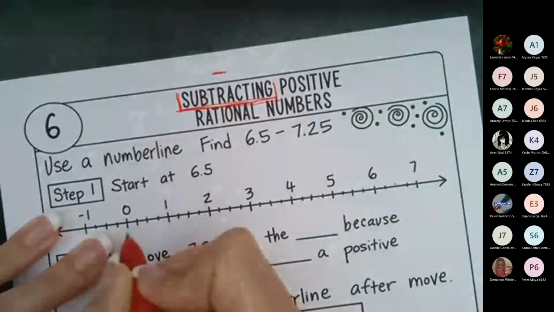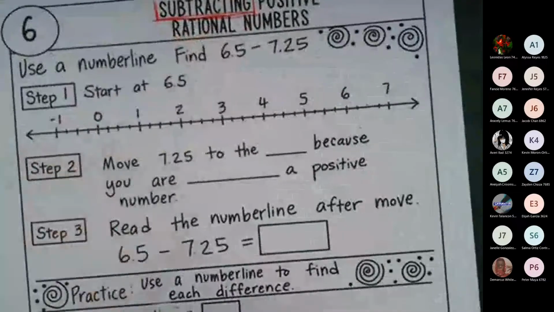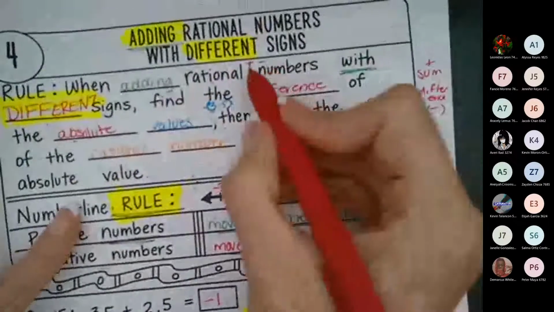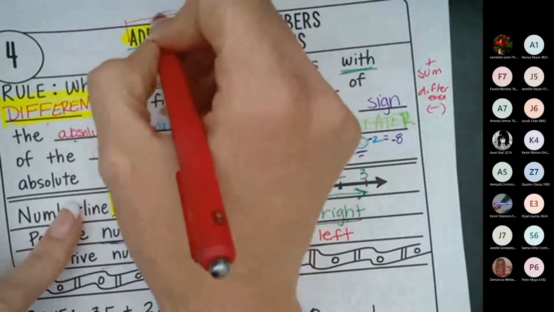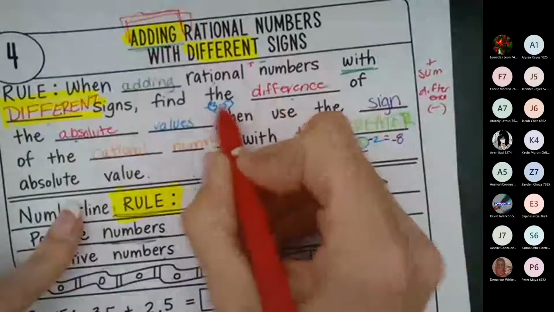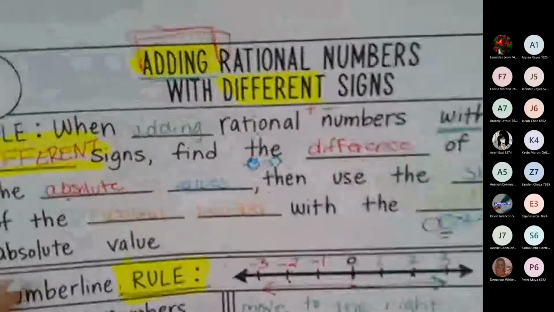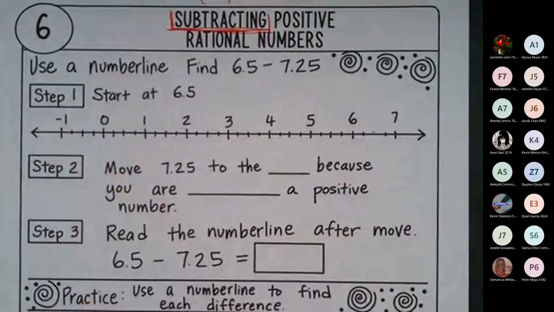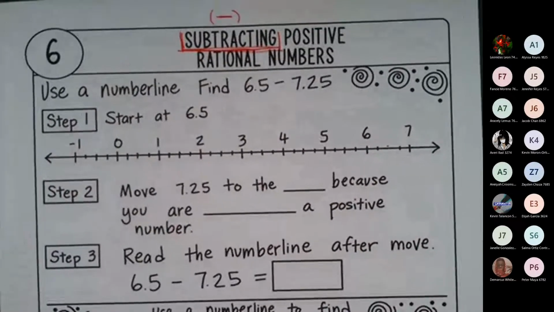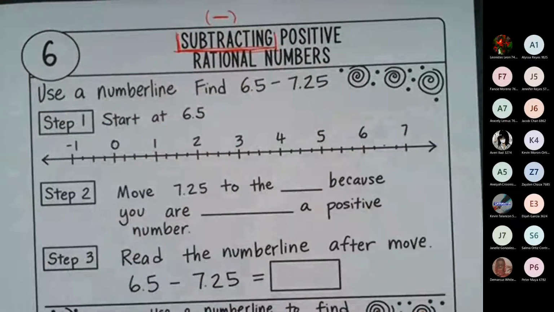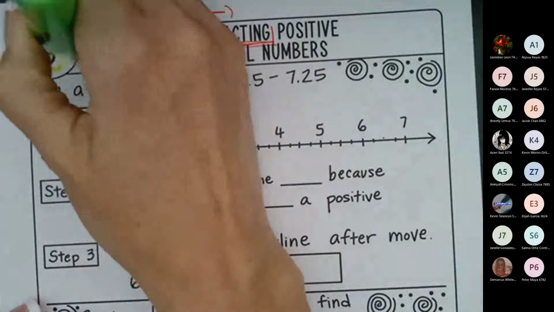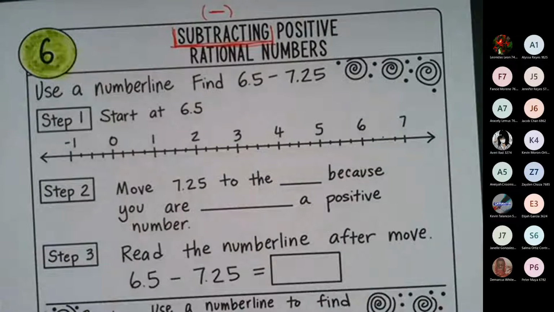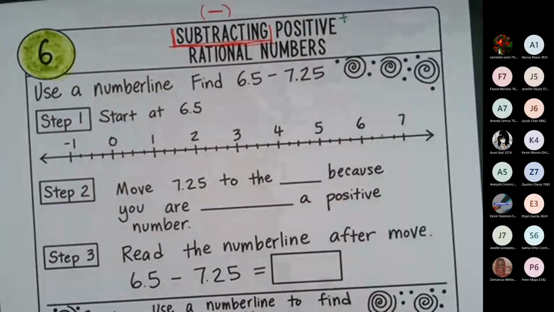So now I'm subtracting positive rational numbers. You remember my rule with adding rational numbers with different signs. Even though the operation itself was adding, the rule said I was going to find the difference, meaning the way that I find the answer, I need to subtract. So we're going to see something similar to that right here. Today we are going to be learning our sixth lesson. We will be subtracting positive rational numbers.